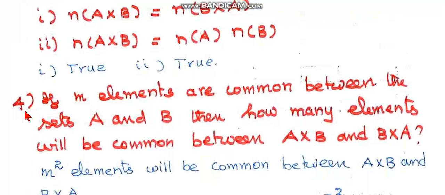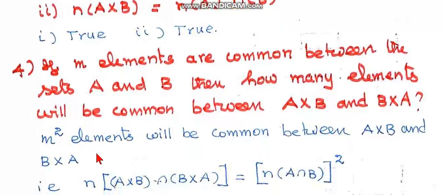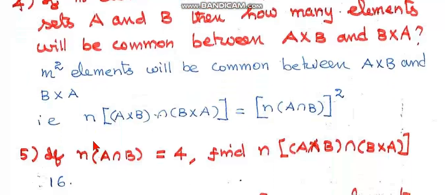Then question number 4. If m elements are common between the sets A and B, then how many elements will be common between A cross B and B cross A? M squared elements will be common between A cross B and B cross A. Or we can say number of elements in A cross B intersection B cross A is equal to number of elements in A intersection B the whole square.